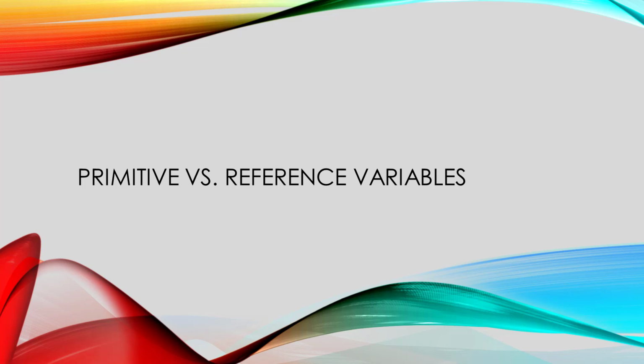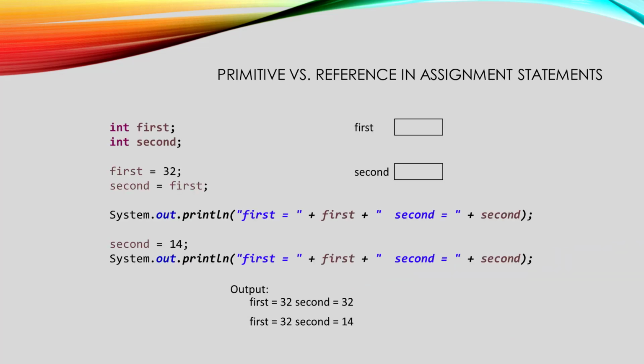Now that we're making objects, we are using both primitive and reference variables. There's some important ways that they behave differently that we really need to understand. Let's start with an example using primitive variables.